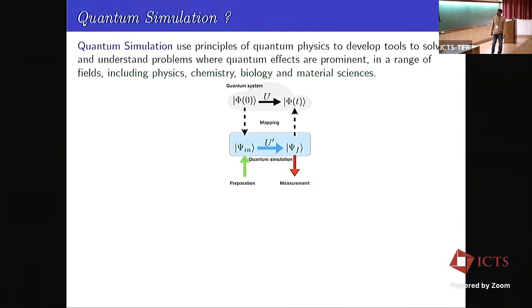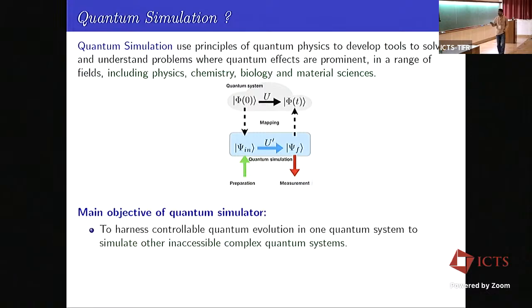So simulation, or when we talk about quantum simulation, it mainly deals with looking at some quantum system and what are the ways I can prepare a similar state and look at the dynamics or model dynamics which mimics the real system and make some measurement. So the whole idea would be to harness a controllable quantum evolution in one quantum system to simulate another inaccessible complex system. There are a lot of complex systems in nature. It can be physics, chemistry, biological, or the systems can be a mixture of quantum dynamics and have some environmental effects. So there are huge samples of them. So it's one of the main objectives for quantum simulator.